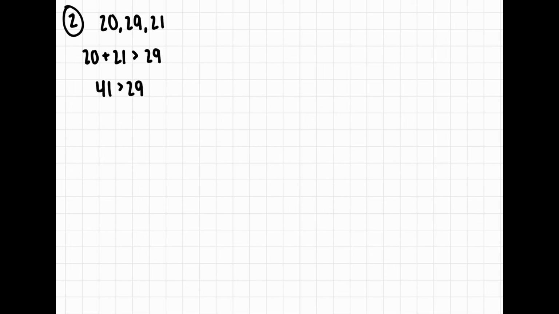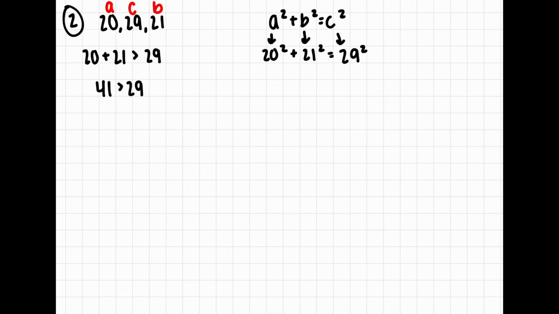I'm going to go ahead and label my sides. My largest side is 29, so remember that's your C. And then A and B don't matter after that. So I'm now going to plug this into the Pythagorean: A squared plus B squared equals C squared. I labeled A as 20, so 20 squared plus my B was 21, 21 squared is equal to C, which for me was 29.